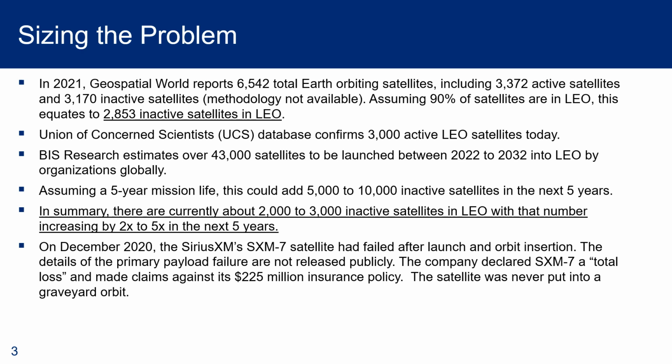Currently, there is a large amount of satellites in Earth orbit, including 3,170 inactive satellites per Geospatial World. While Geospatial World doesn't disclose their methodology, the Union of Concerned Scientists confirms 3,000 active satellites, so we can say that the number of inactive satellites is at least a good estimate. BIS research estimates that over 43,000 satellites will be launched over the next 10 years, producing a large number of inactive satellites in orbit around the Earth in that time period.